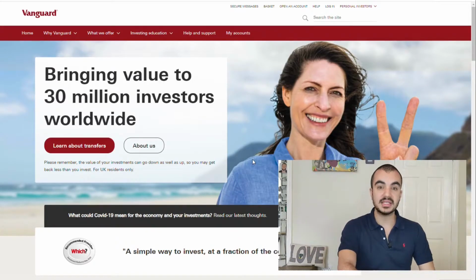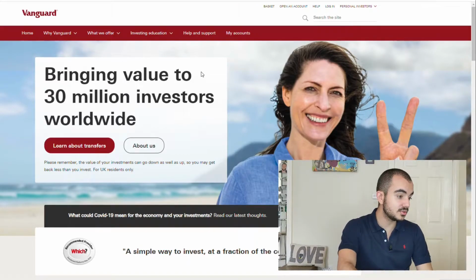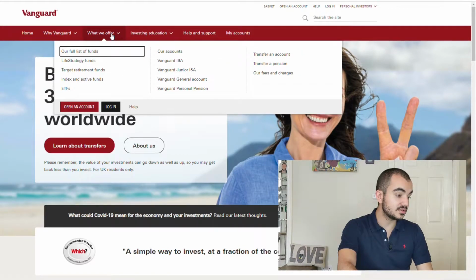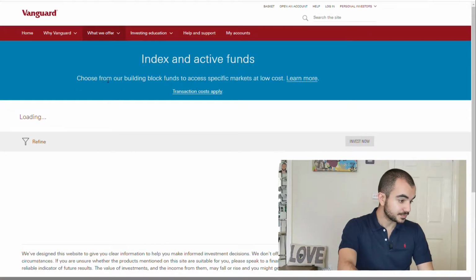But from what I've seen, it's very similar, so whatever I'm showing here can be translated to whatever the Vanguard page is showing over there. So let's go straight into the full list of index funds that they have. So I'll click here, index and active funds.